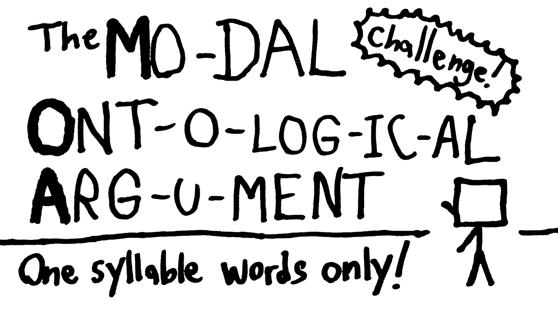Hello! In this video, we're going to take a look at the modal ontological argument. This argument has a reputation of being overly complicated and hard to understand. But I don't think the argument really is all that complicated. And I'm going to try to prove it by explaining the whole argument using only one-syllable words, starting now.